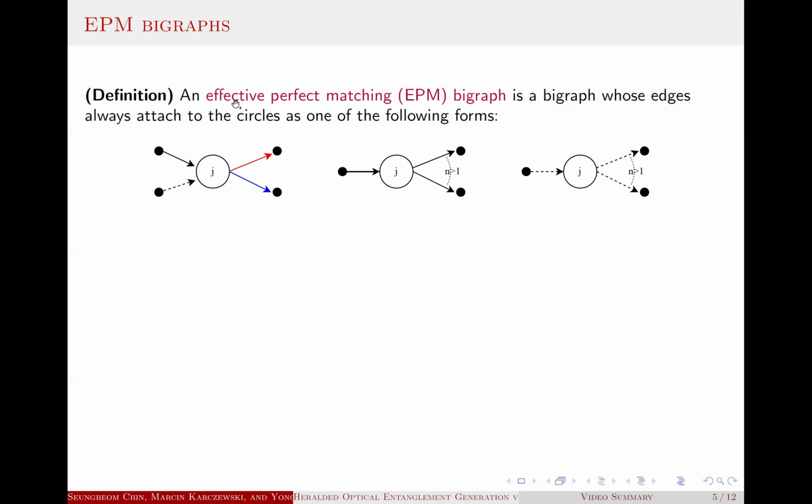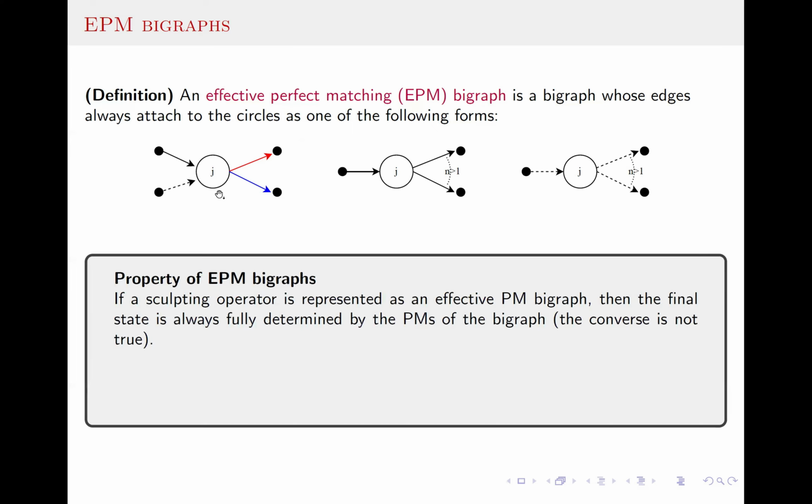are named effective perfect matching bipartite graphs, or simply EPM bigraphs. An EPM bigraph is a bigraph whose edge is always attached to the circles as one of these three forms. And the reason that we have introduced EPM bigraphs is if a sculpting operator is represented as an effective PM bigraph, then the final state is always fully determined by the perfect matchings of the bigraph. The converse is not true.